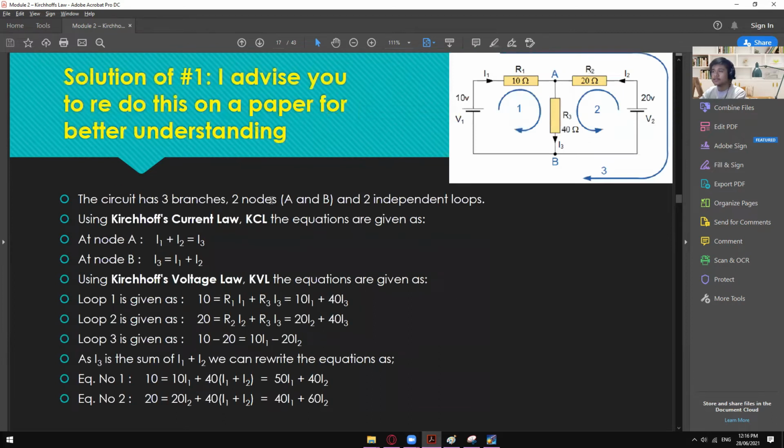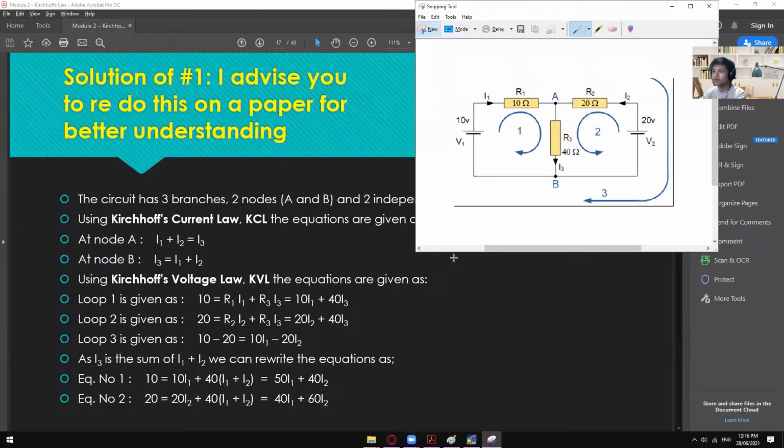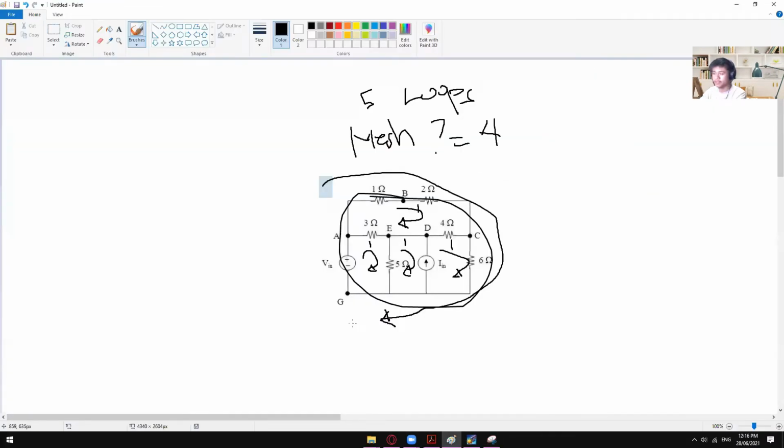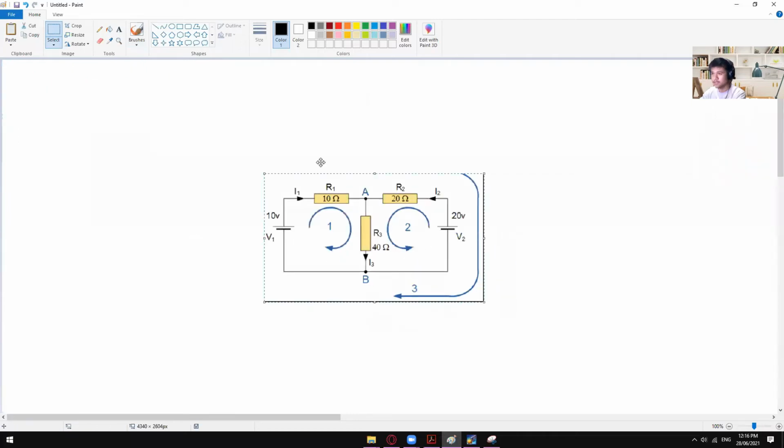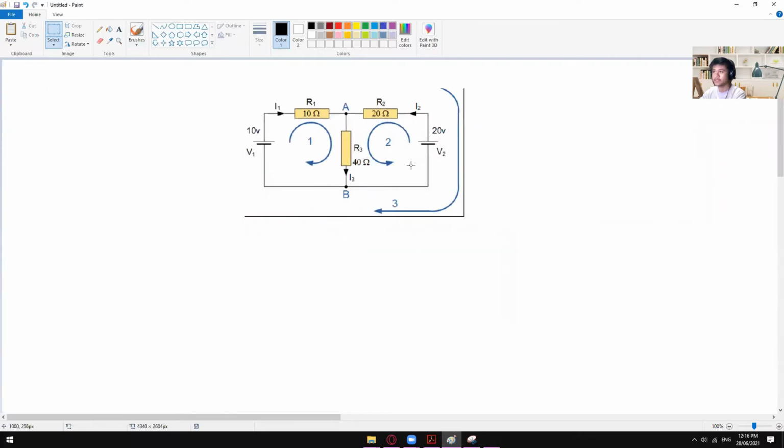Okay. So let's have this solution. But before that, we are going to have our own solution, because you might not be able to understand some of the solutions in there. So with this one, the first thing that we need to do is the KCL. Find the KCL equation.